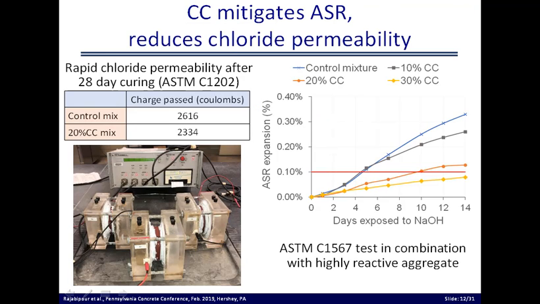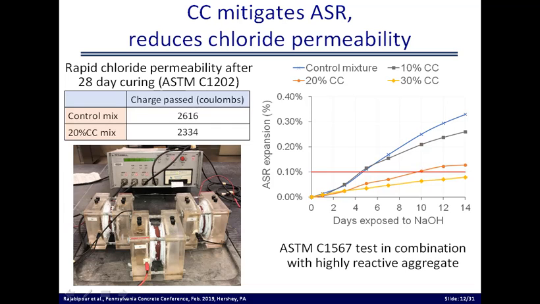Next slide. Here we see some results on the rapid chloride permeability test. In the small table on the left, we see that the calcined clay mix improved the RCPT value slightly, or reduced it slightly. We're going to do this also at 56 days, and we believe that the mix is going to perform even better at 56 days.